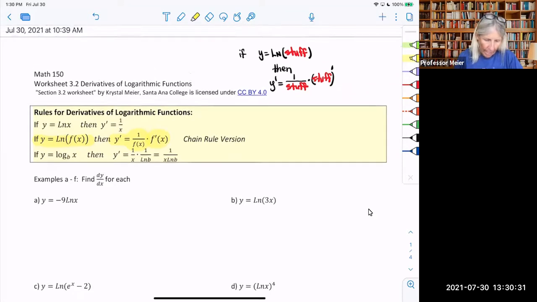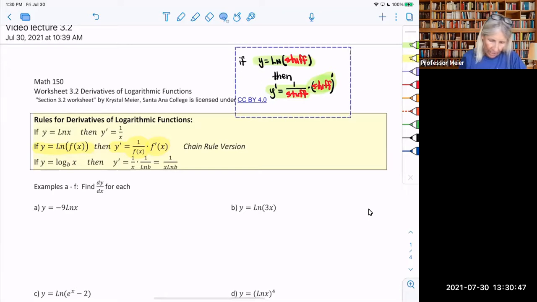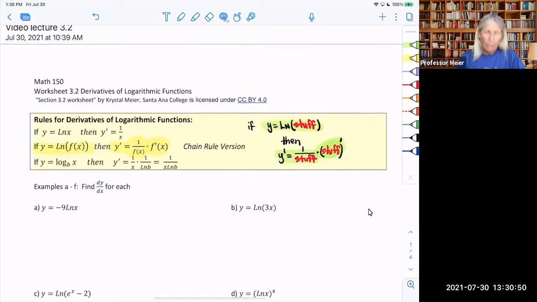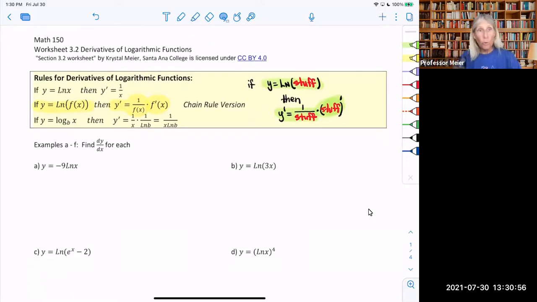Another way to write it, I've written it up here, is, if you have the natural log of some stuff, then when you do the derivative, it's going to be 1 over all that stuff times the derivative of that stuff. So that's just the chain rule version written in a, shall we say, more informal way. All right, so that's what we're going to practice. And again, just like in the previous section, all of our old derivative rules will come into play: product rule, quotient rule, chain rule, and so on.